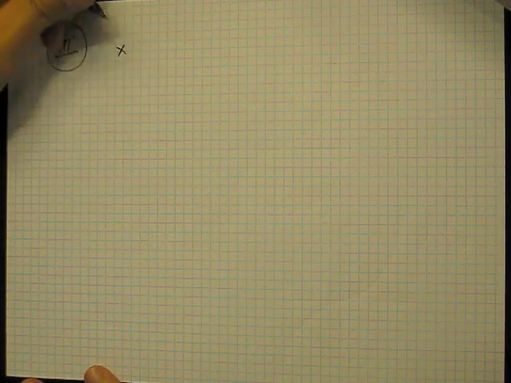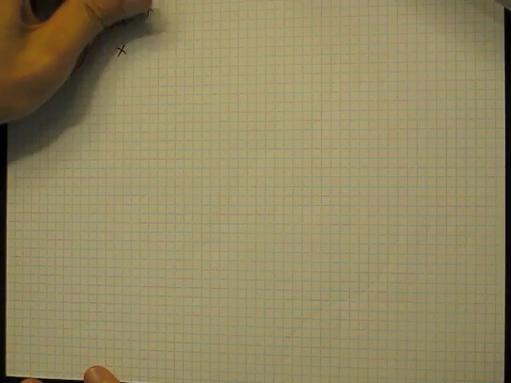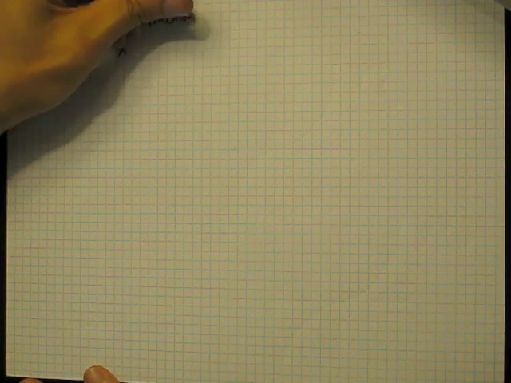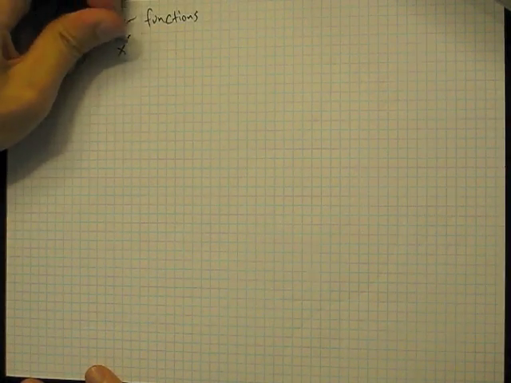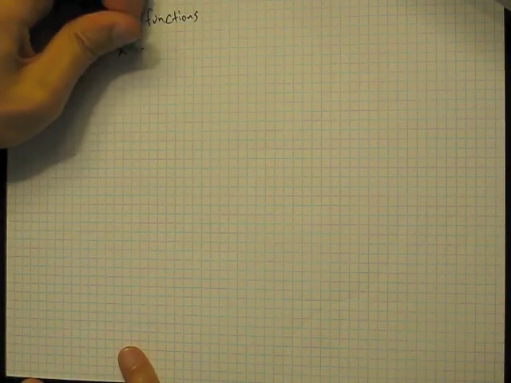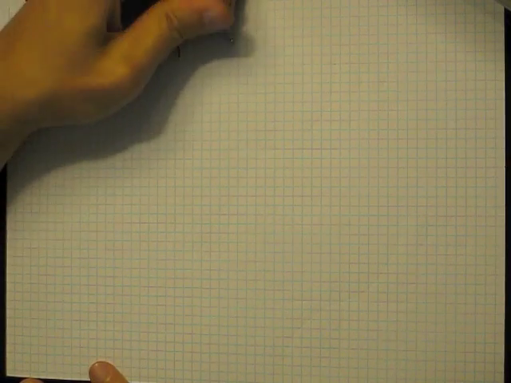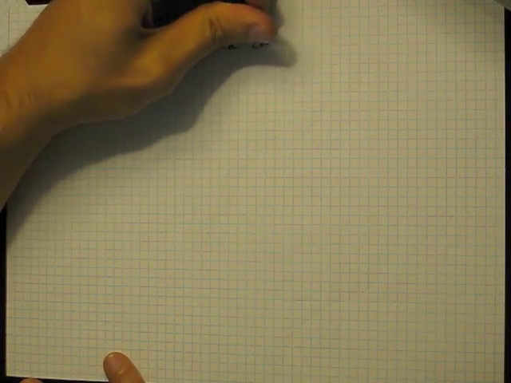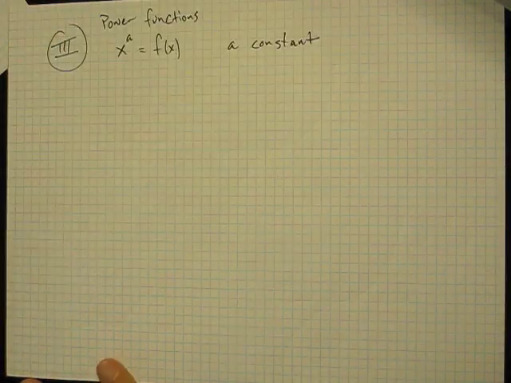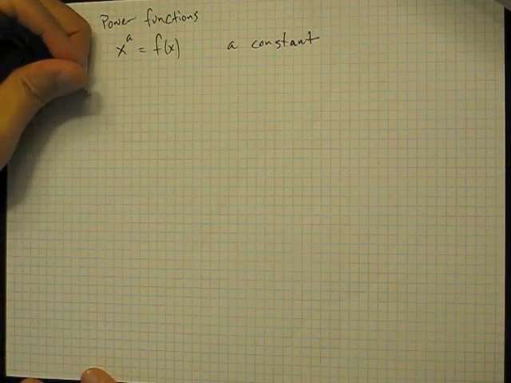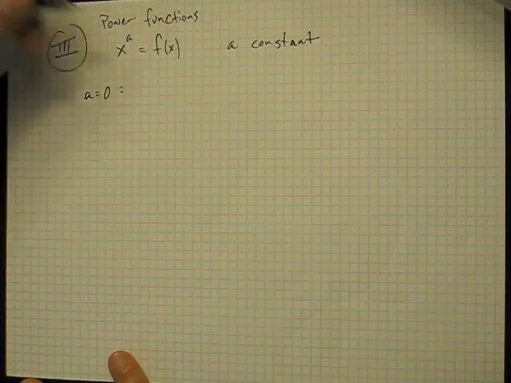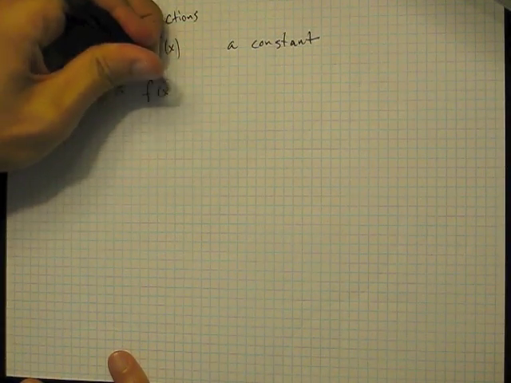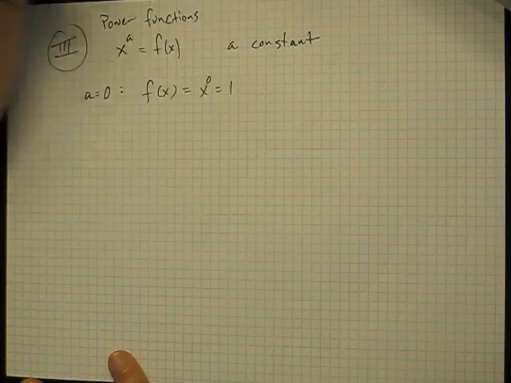Another class in our catalog of essential functions are power functions. So these are where x occurs to a power. So this is our function here. So a is just a number. We'll just call it a constant for now. We'll see what happens. When a is equal to 0, this is just the constant function, f of x equals x to the 0 power, which is just 1.